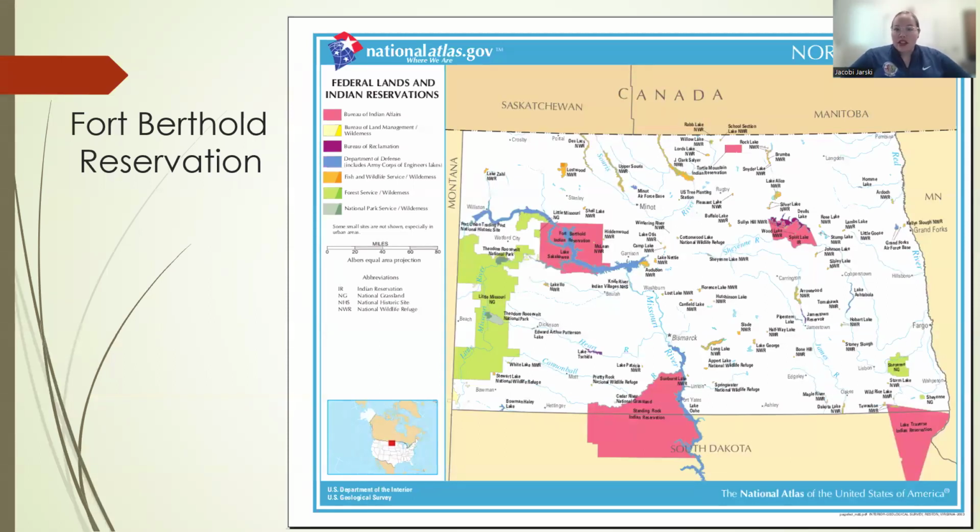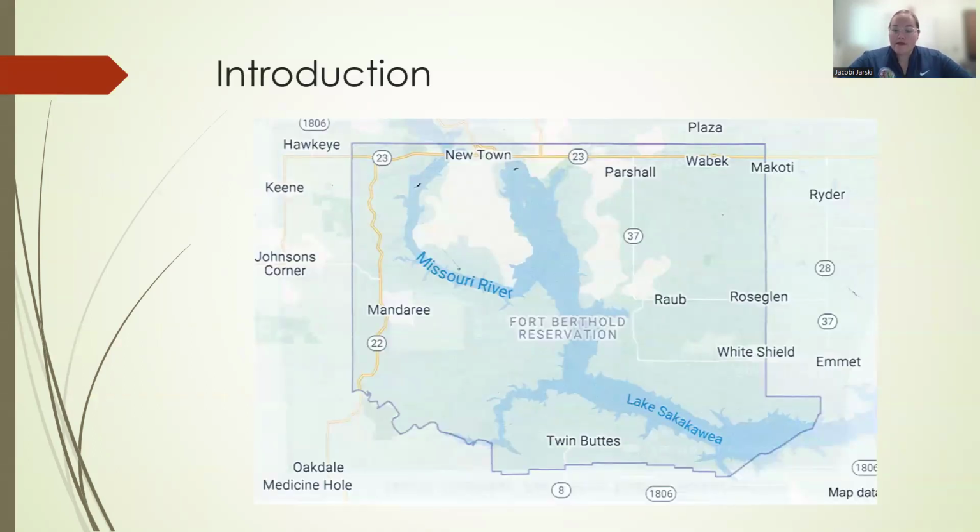The Fort Berthold Reservation, located in western North Dakota, is one of 5 reservations in the state of North Dakota. And we're located along the Missouri River and Lake Sakakawea. Our reservation consists of 6 communities spreading across 5 towns, with many of our residents living in very rural areas.